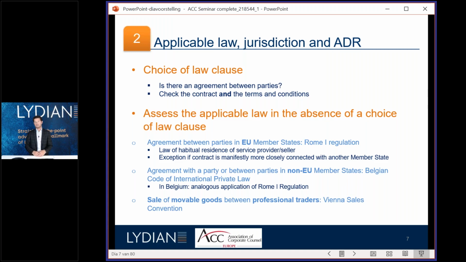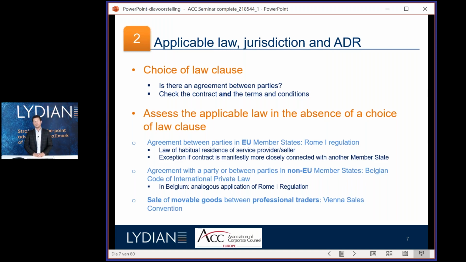Maybe it can be a strategic option not to discuss or not to stipulate in the agreement which law will apply. Then it's of course useful that you know at least which law may apply. And there it's more likely, when you look at the European regulation, the law of the place where the premises of the seller or the service provider are situated.